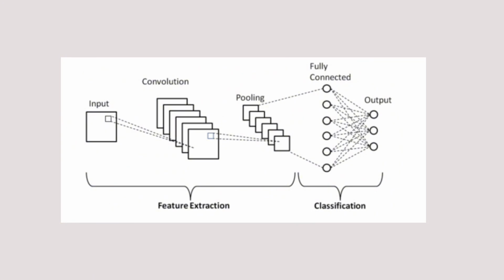CNNs are the most commonly used deep learning models for image recognition. They consist of layers like convolutional layer, pooling layer, and fully connected layers that can effectively capture spatial hierarchies in images. Second one is pre-trained models, and this is what we will be using today.